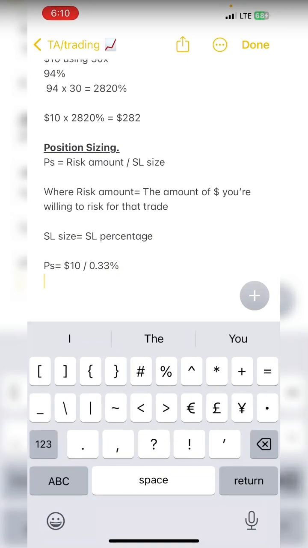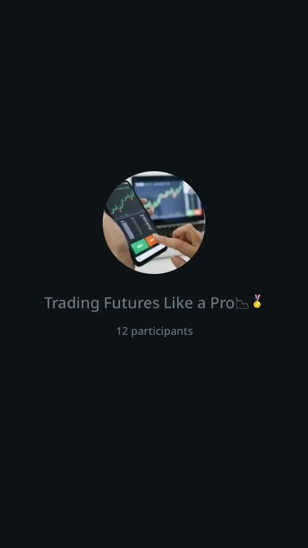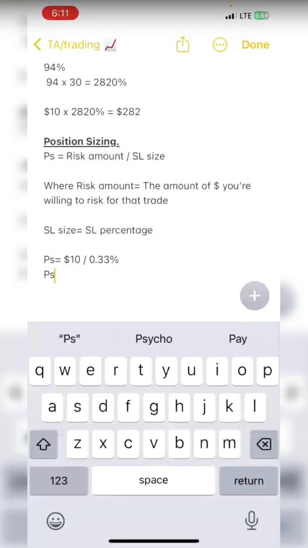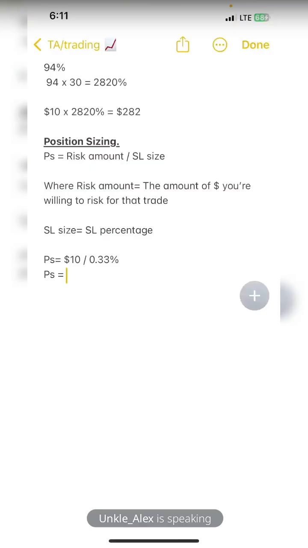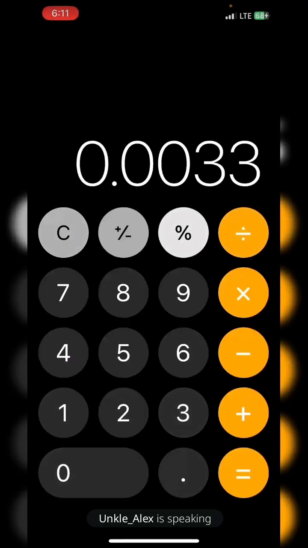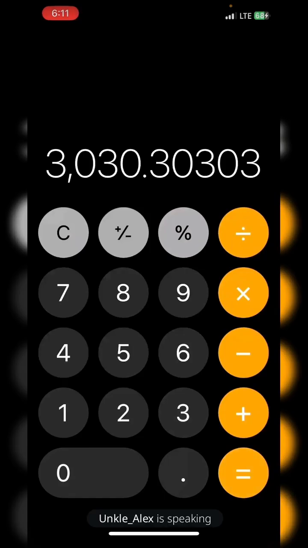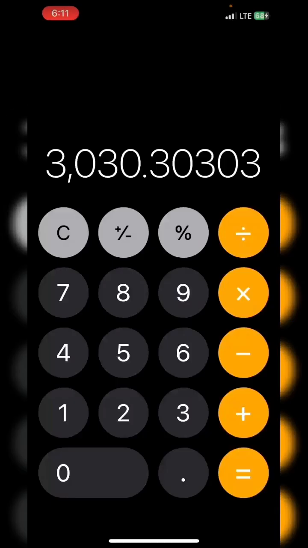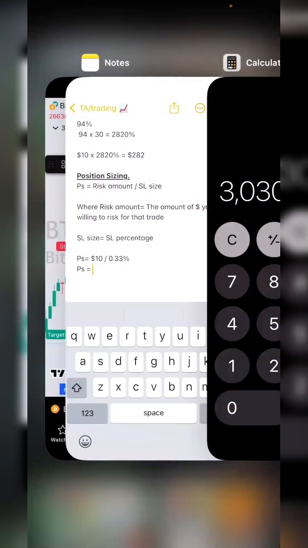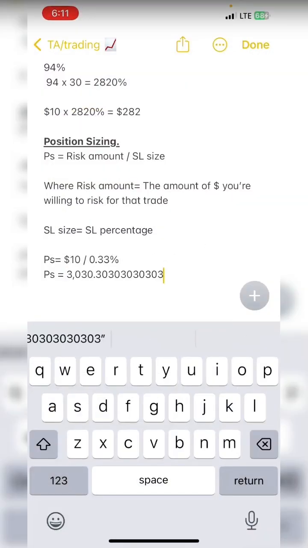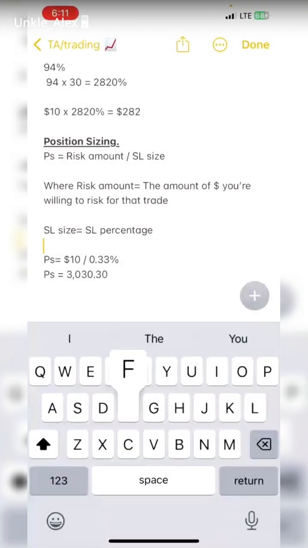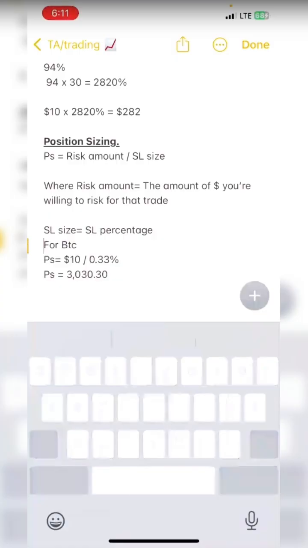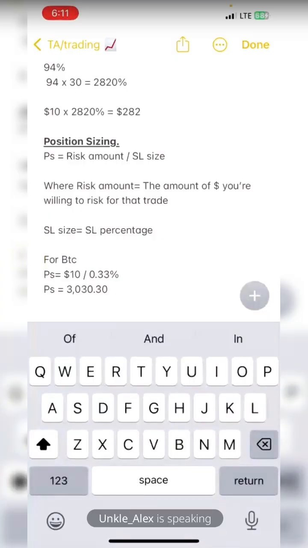So PS equals $10 divided by 0.33%. Let's use the calculator. $10 divided by 0.33% gives you 3030.3. Copy this and paste it. Now we have this as the position size. Remember, this is for BTC.